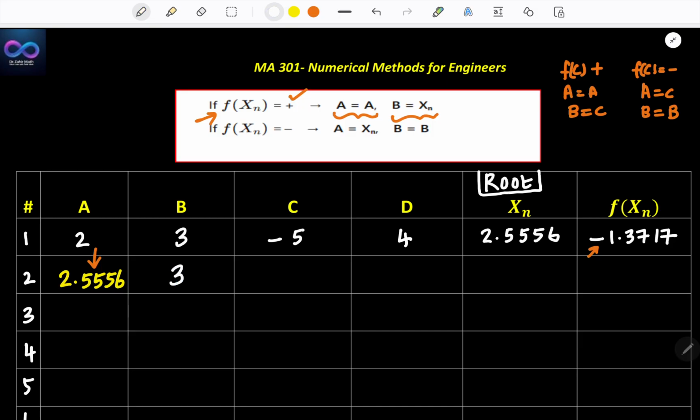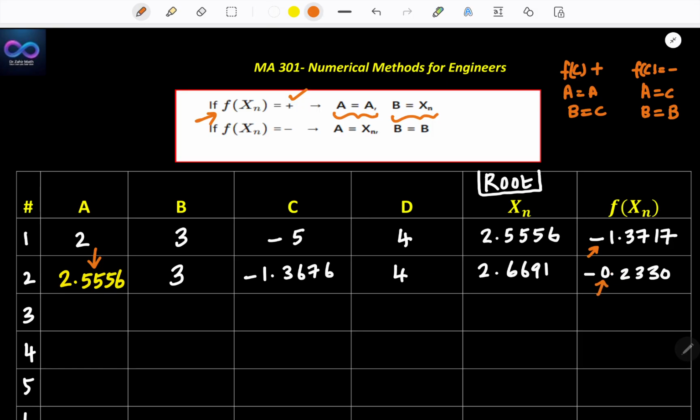And in the calculator again press calc and then press 2.556. Press equal. Then it will ask B. B is 3. Again press equal. Again you press equal. You will get minus 1.3676. Again press equal. You will get 4. Again press equal, you will get 2.6691. Again press equal, you will get negative 0.2330.